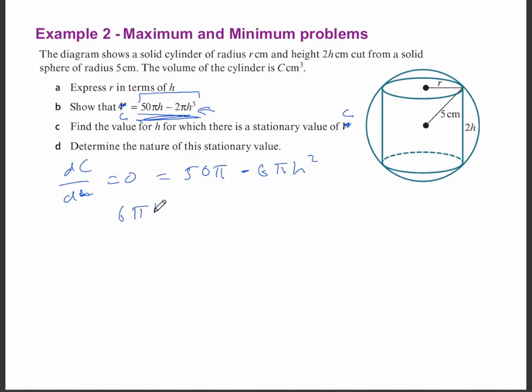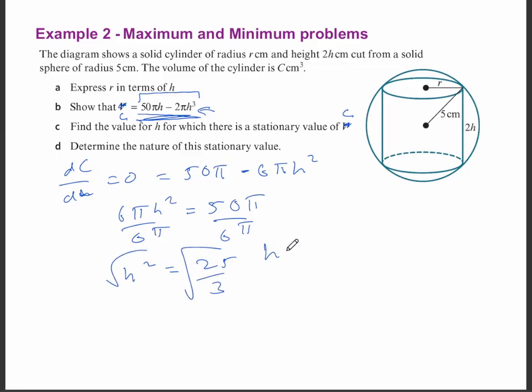Therefore, 6 pi h squared is equal to 50 pi. Divide by 6 pi on both sides. We get that h squared is equal to 25 over 3. Taking the square root on both sides, we get that h is equal to 5 over root 3. Rationalizing this will give us 5 root 3 over 3. That's going to be our value of h for when there is a stationary value of C.